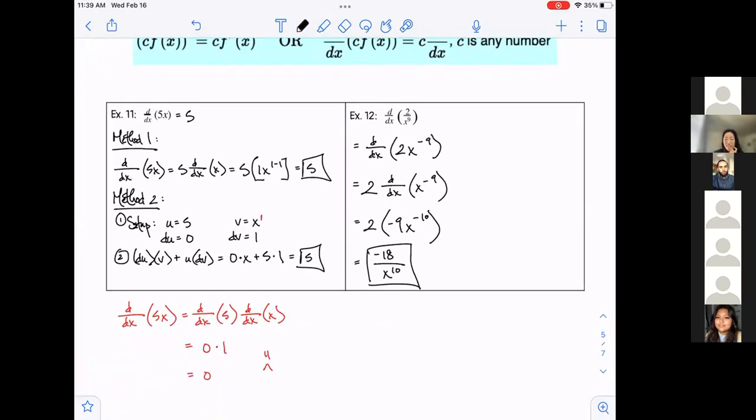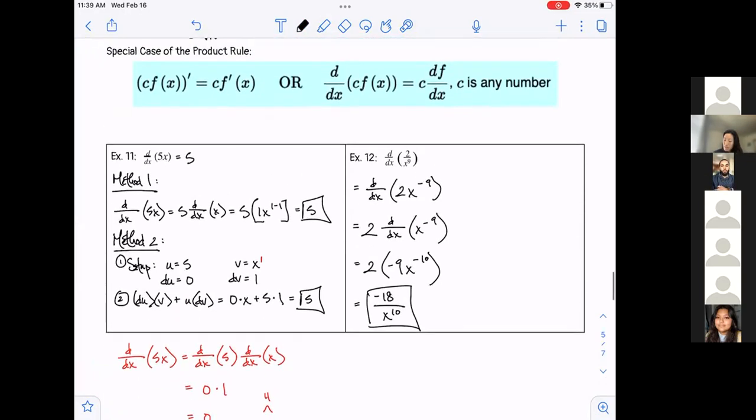11 and 12, I secretly made you do those earlier already, but we just sort of talked about them in different ways. But I think it is important to note this is a special case of the product rule. So you could use product rule, or if you remember that special case, it might make it a little bit easier.